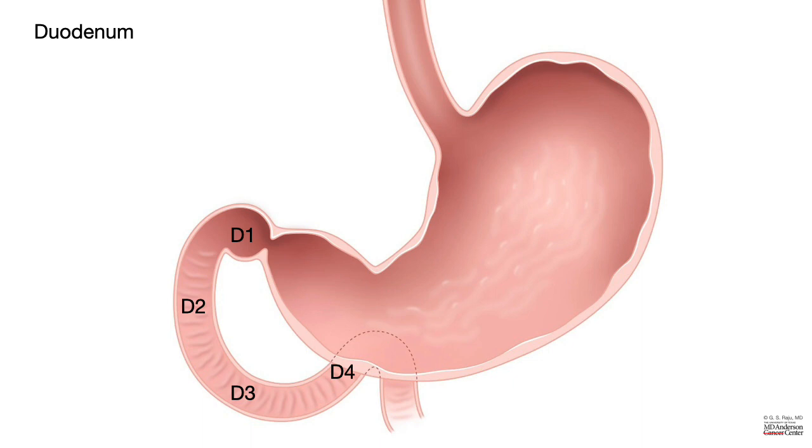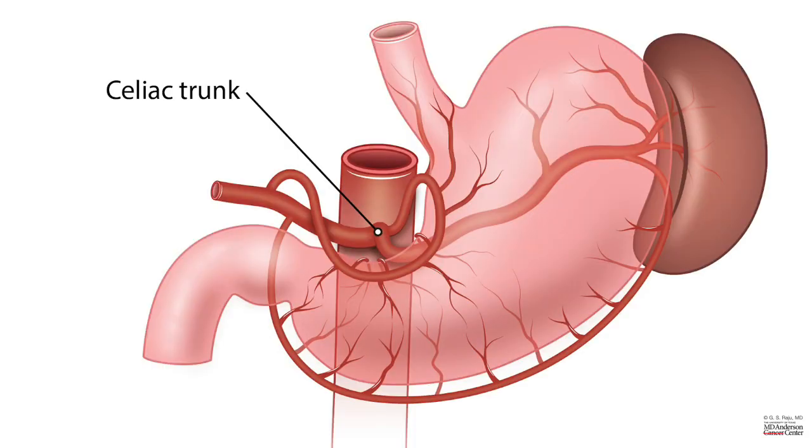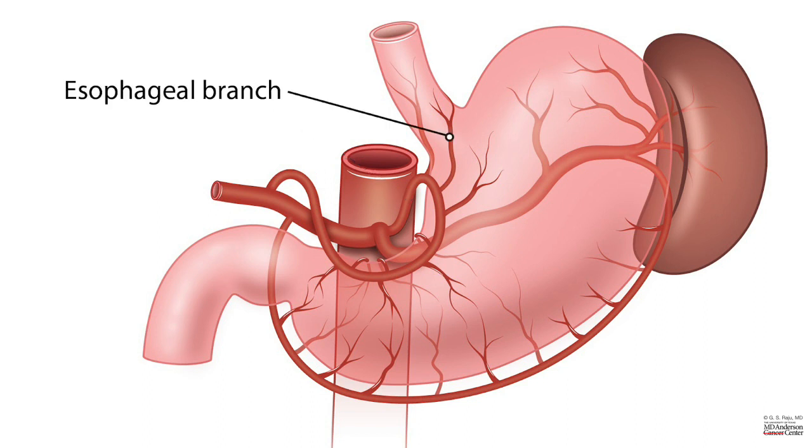So now let us look at the blood supply of the stomach while we are learning about the anatomy of the stomach. So let us talk about the blood supply of the stomach. The first branch that comes out of the aorta is the celiac trunk, and the celiac trunk supplies the stomach. And it has three major vessels. And the first one is the left gastric artery, which supplies the stomach as well as the lower portion of the esophagus.